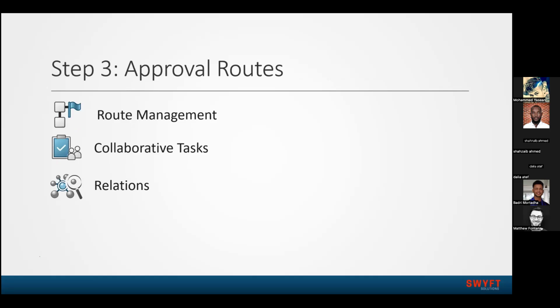Now, once you have that, then I recommend getting into some of those approval routes, where you have some of that moving along and automating things in the background. So we have the route management tool, and then we have collaborative tasks to keep an eye on what tasks you have assigned to you at any given moment.